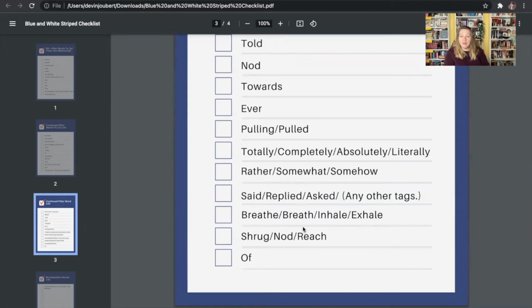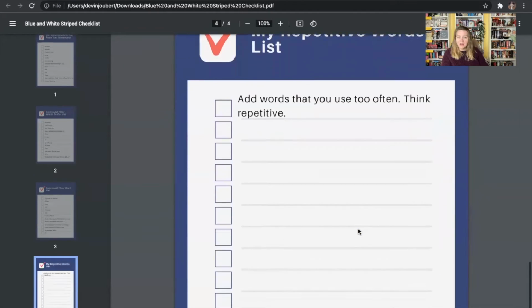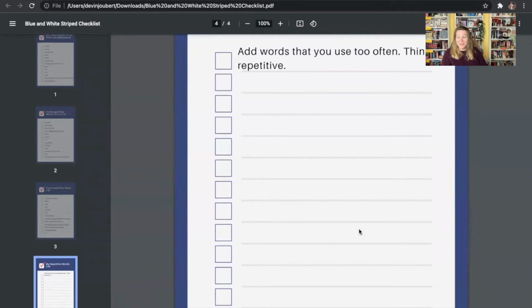Then breathe, breath, inhale, exhale. I know I've written, oh, she inhaled and then exhaled, and it's like your character's breathing. That's a good thing. That means they're alive. But probably don't need those unless it's extremely important to the story. But shrug, nod, reach, of.